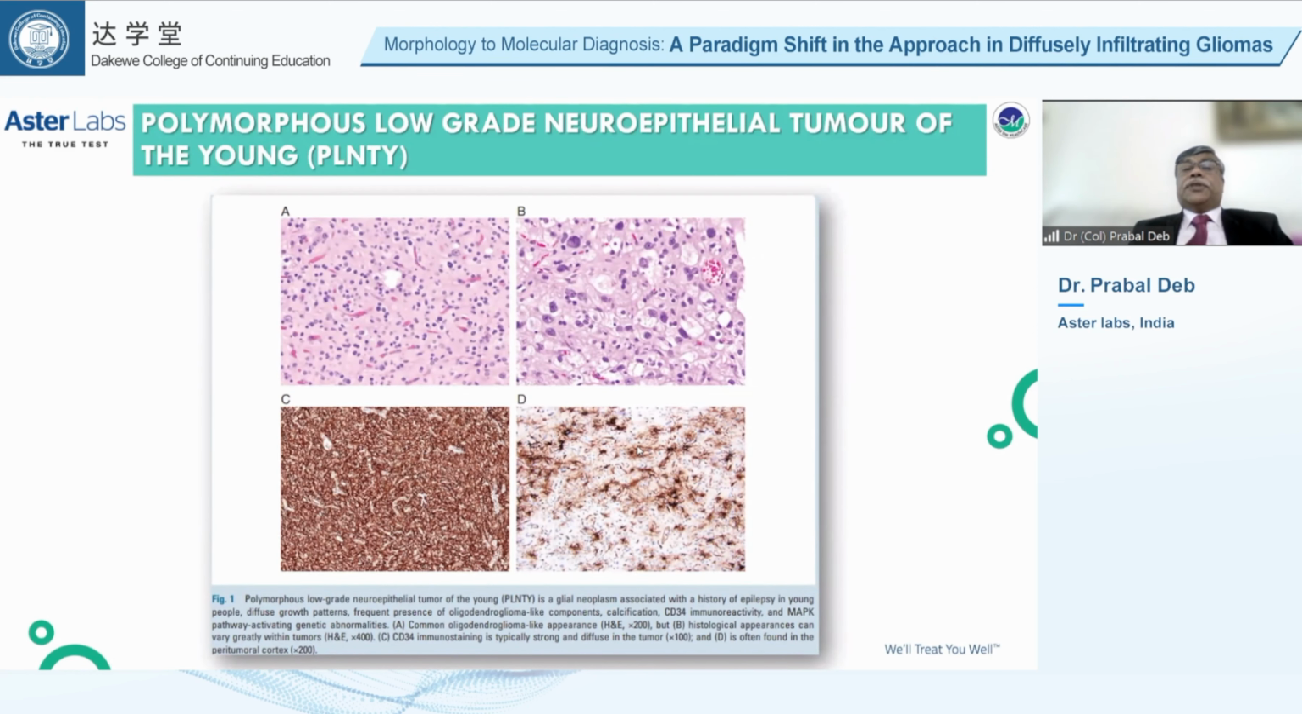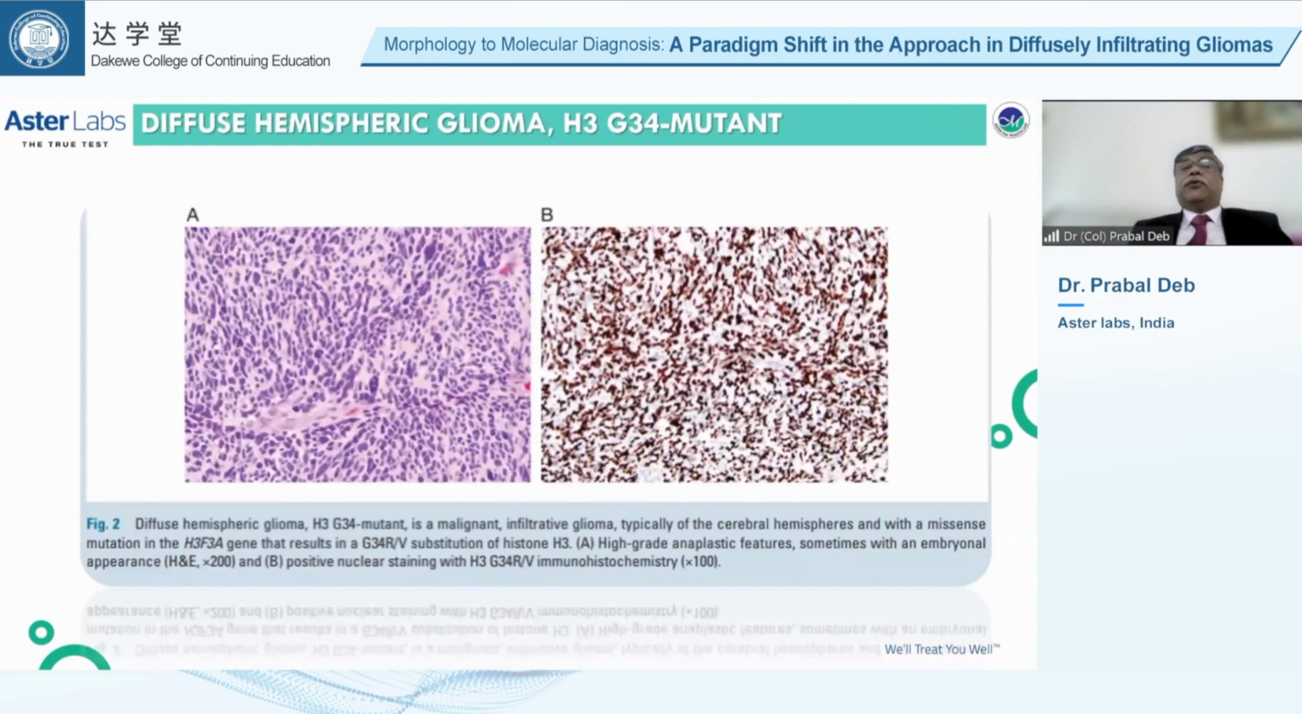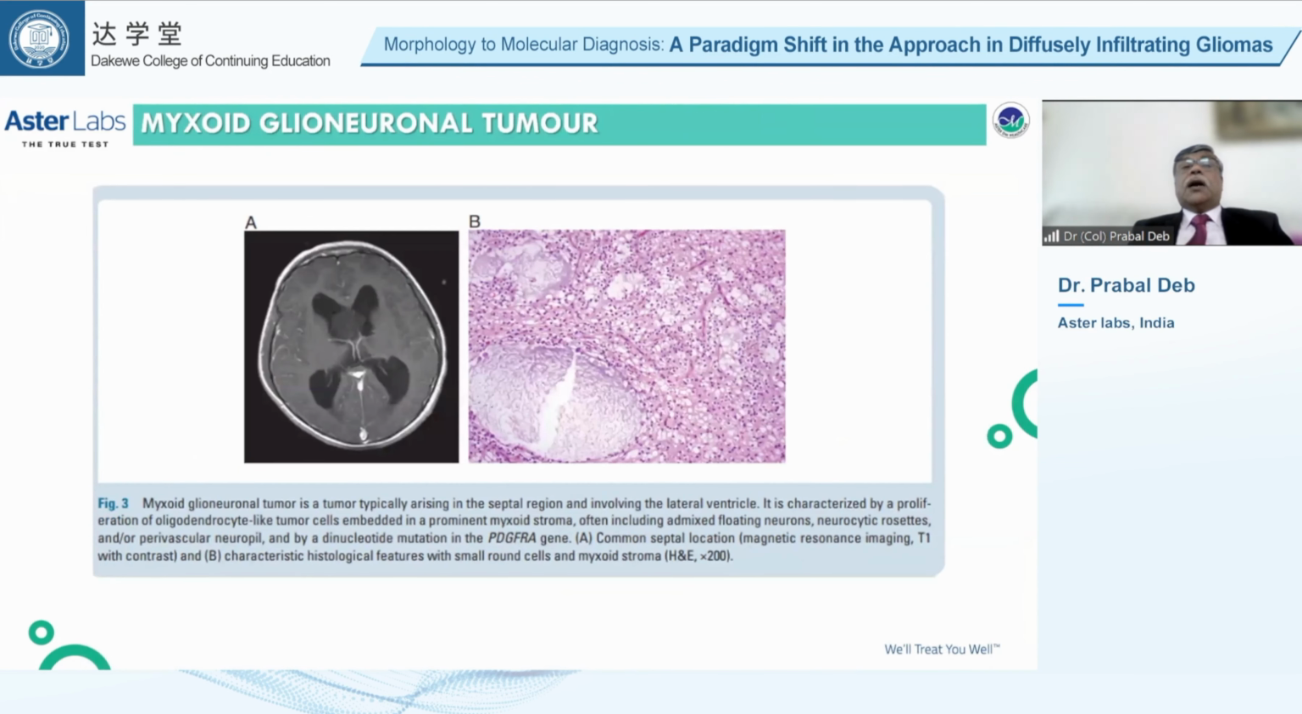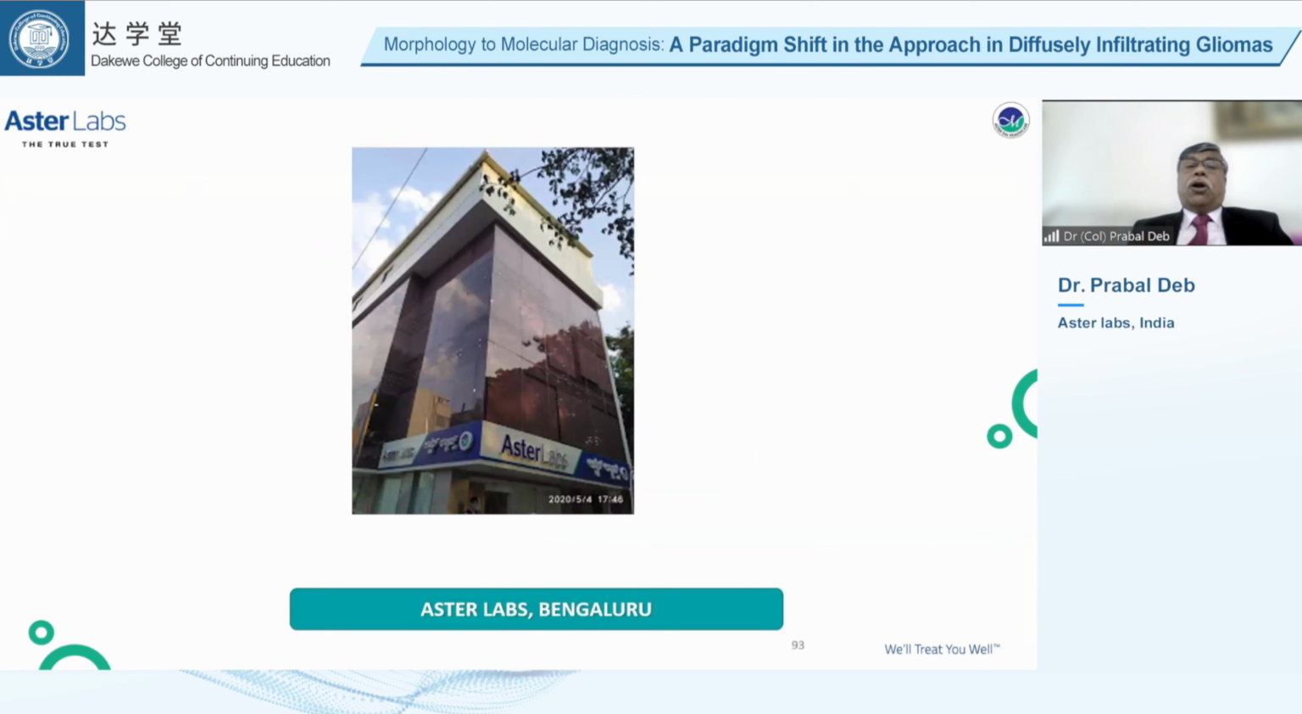Some of the new entities which have come are polymorphous low-grade neuroepithelial tumor of the young, or PLNTY, diffuse hemispheric glioma H3 G34 mutant type, and myxoid glioneuronal tumors. These might overlap morphologically with the well-known morphology we were used to previously, but all of these require detailed discussion and detailed evaluation.